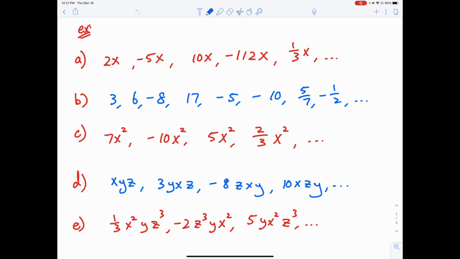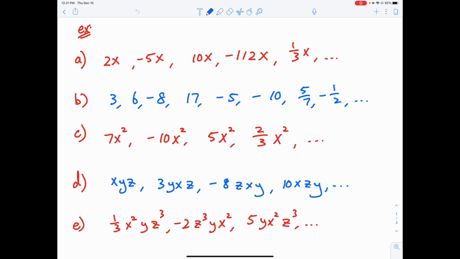So in the first example here, part A, the most common ones we start seeing are things like 2x, -5x, 10x, so on and so forth. You basically have a leading coefficient number and you have the variable. In B, we see that these are all constants, so they're just numbers. They can be fractions, decimals, whole numbers, integers. Again, as long as it's just a number and nothing else, these are all like terms.